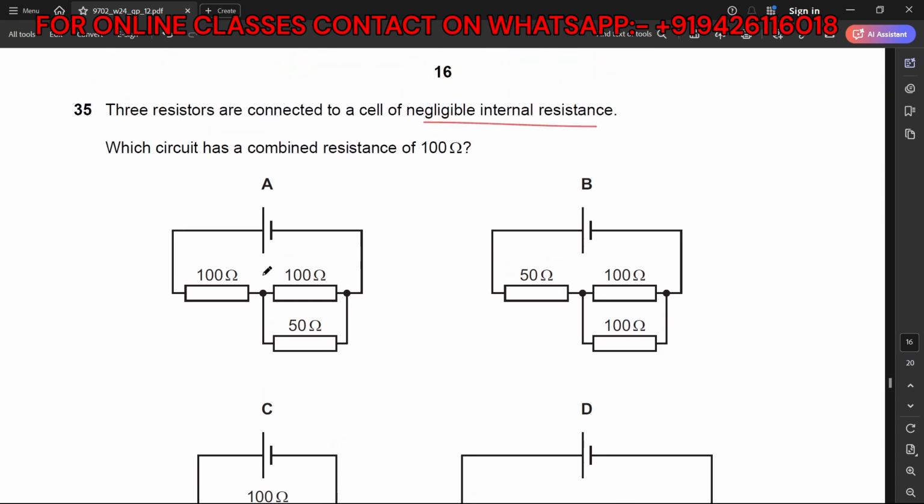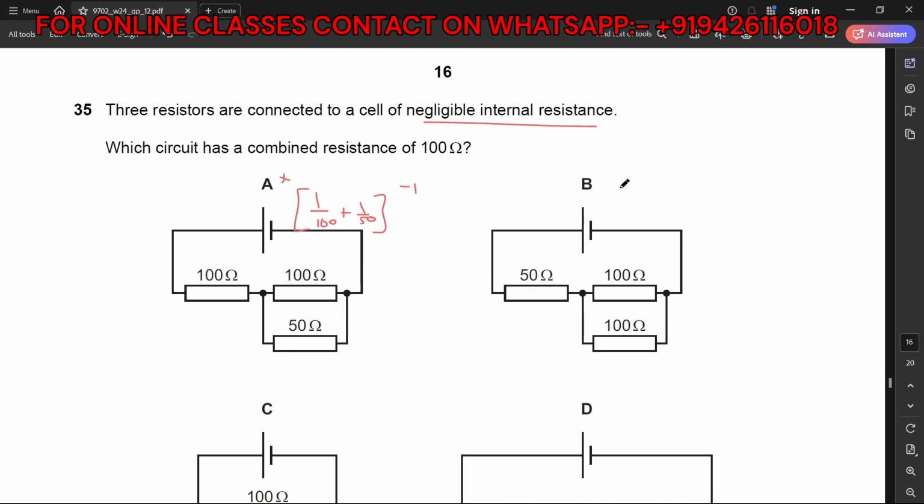So let's talk about option A. There is 100 over here, and if I calculate the net resistance of this parallel combination, it is going to be 1/100 plus 1/50, and the reciprocal of this. Obviously this is not going to be the answer, because it's going to be more than 100 if I add 100 on top of this value. But still, if I show you the value, it comes out to be 33.333. So 33.333 plus 100 is obviously more than 100. So A is not the option.